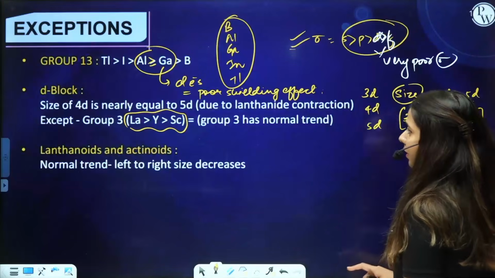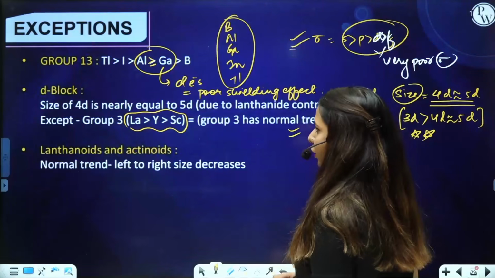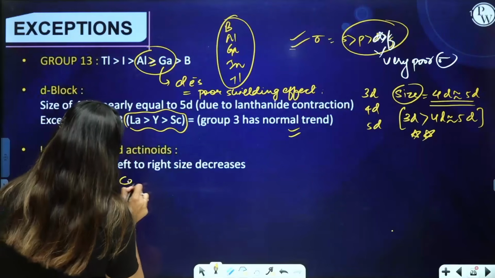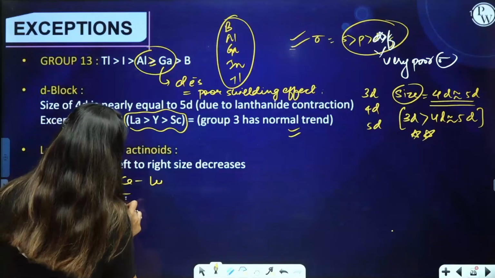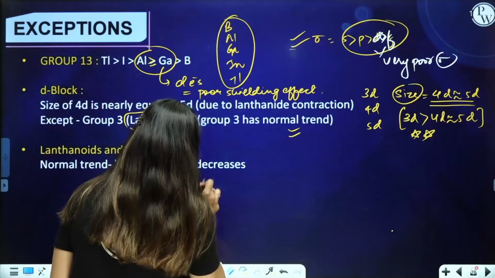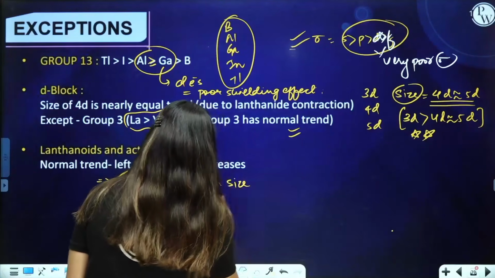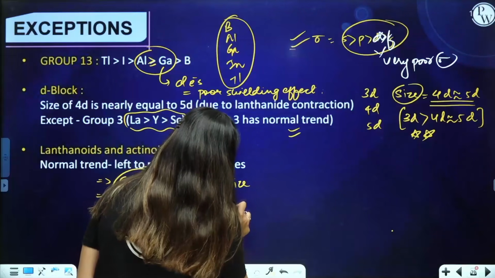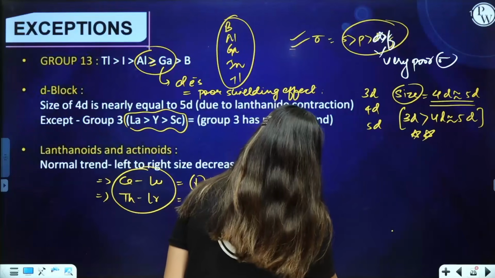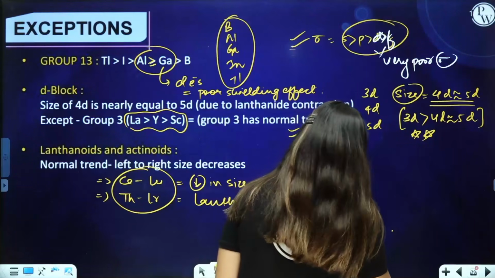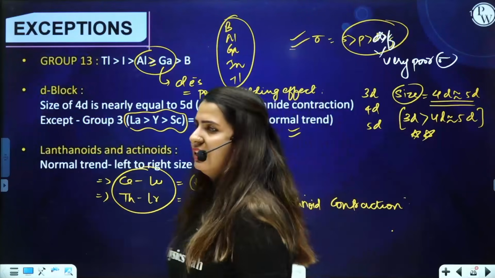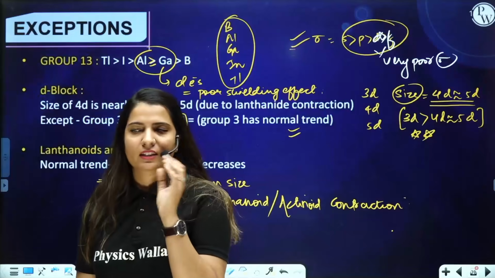Now, group 3 has a normal trend. I have told you, lanthanoids and actinoids show a normal trend: when you are moving from cerium to lutetium, and from thorium to lawrencium, you will have a decrease in size, and that is due to lanthanoid and actinoid contraction. There is no exception in this. There is a normal decrease in the size.